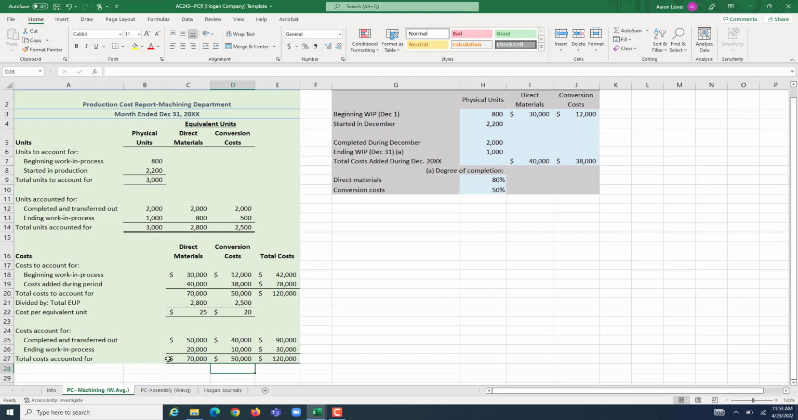And when we transfer physical units, we transfer their associated costs as well. So we're going to transfer those $40,000 worth of conversion costs off to the assembly department. And the other $10,000 worth of conversion costs that were contained in units that passed through the machining department during the period ended up in the machining department's ending WIP when the month of December ended.